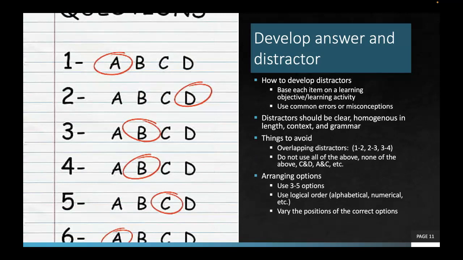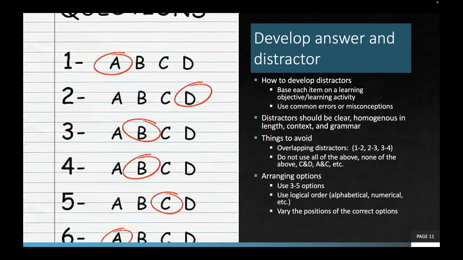The next thing you want to do is develop your answer and your distractors. So how do you develop your distractors? First of all, base them off of items that are in your learning objectives, again, or learning activities that you have done in class, and use common errors or misconceptions. So if people tend to think one thing about an issue that you're talking about, use that as a distractor.